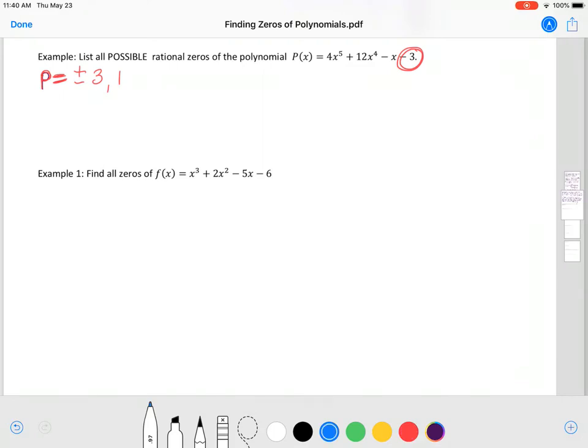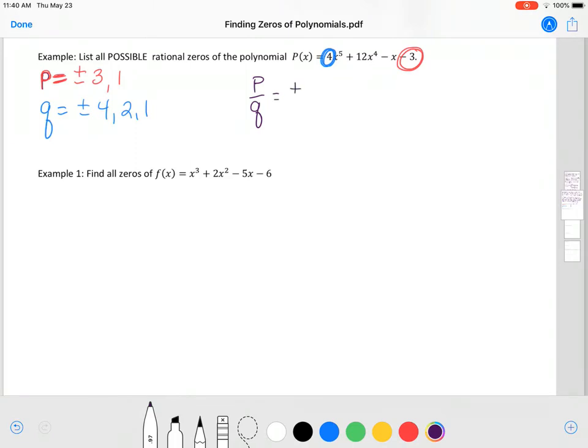Now, for the Q, that's all the possible factors of our leading coefficient. So that's all the possible factors of 4. The possible factors of 4 are 4, 2, and 1. Those are all the numbers that divide into 4 evenly. So now if we want to check all the combinations of P over Q, that will give me all the possible rational zeros of the polynomial.